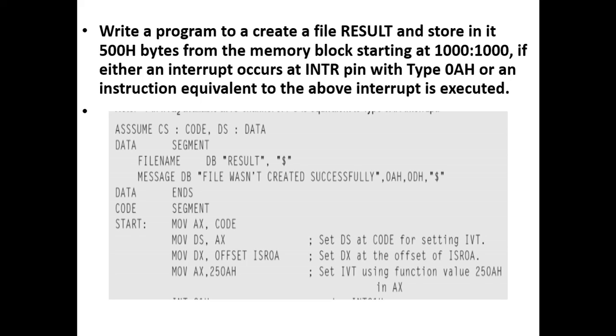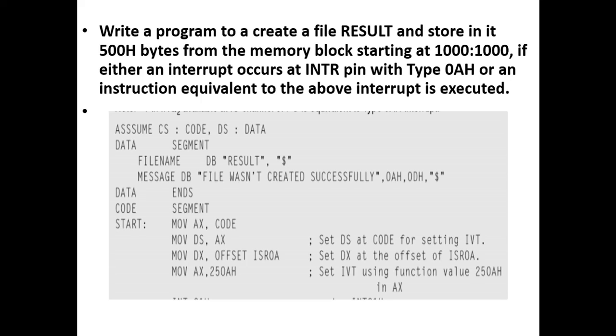Here it is first considering the data segment part. We can see CS as code and DS as data. We have to name the file as result, so we give a name to the file as result, and we give another label, message, which is assigned the text "file was not created successfully". Next we have to consider the code segment.